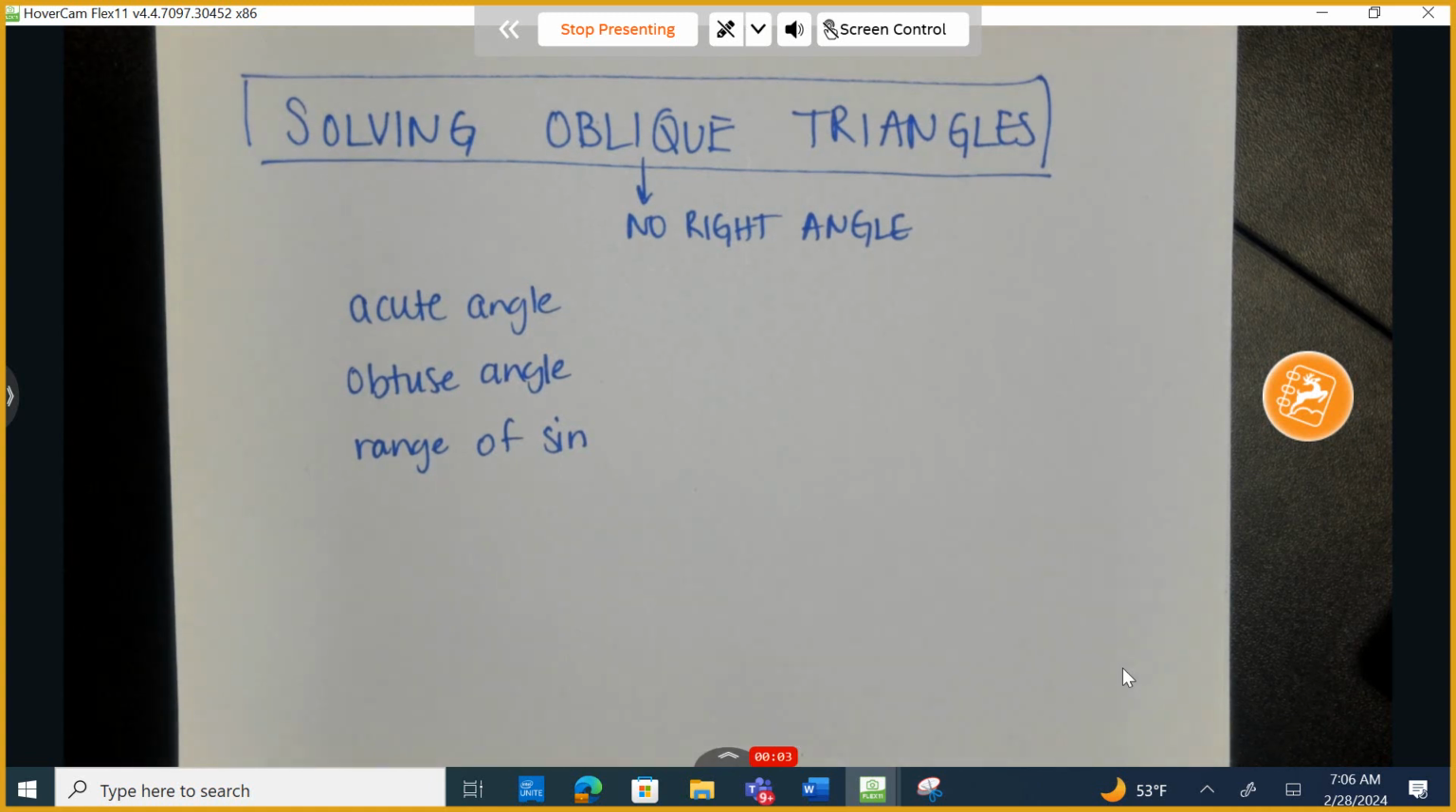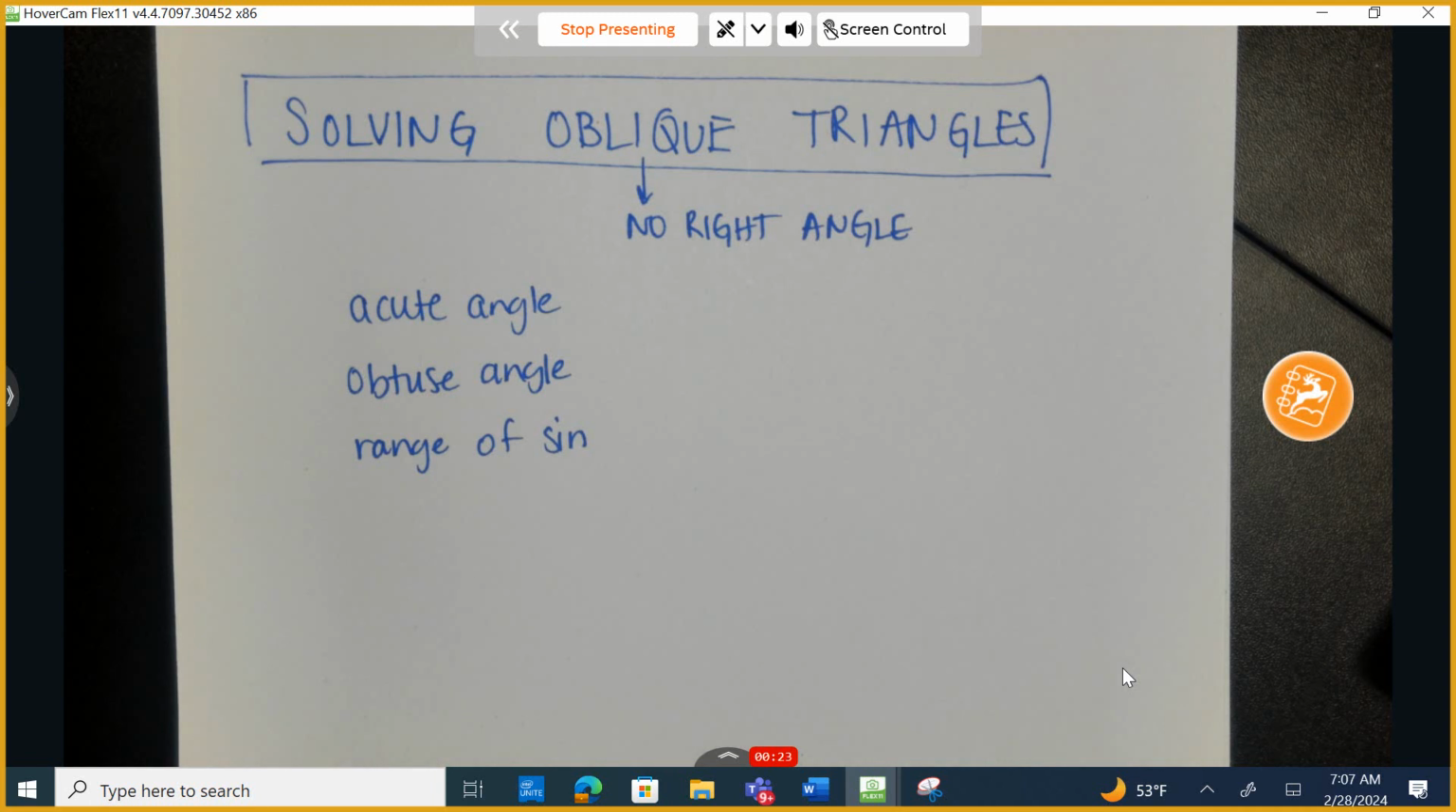Solving oblique triangles. An oblique triangle is a triangle that has no right angle. The trigonometry we've done up to this point always involved right triangles. So in this very short unit, Unit 13, we are going to use the law of sine and the law of cosine to solve the 6 different parts of a triangle, 3 angles and 3 sides.